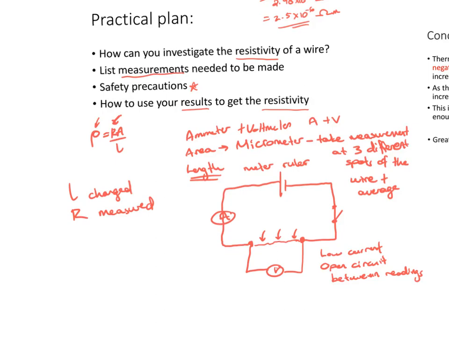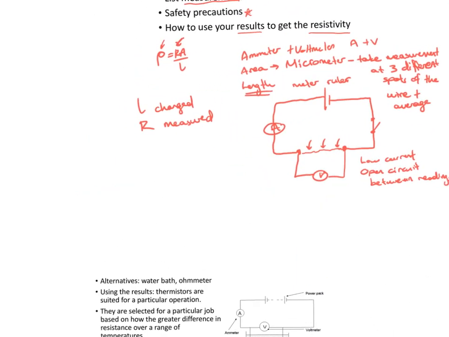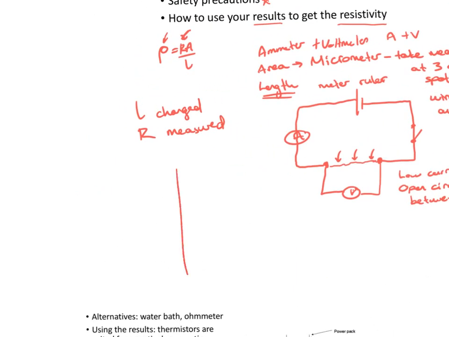Now, how can we use our results? So what we will end up having is a length against V, I, and then using V and I, we can calculate resistance. But we can plot a graph of this. So we can plot the resistance against the length.